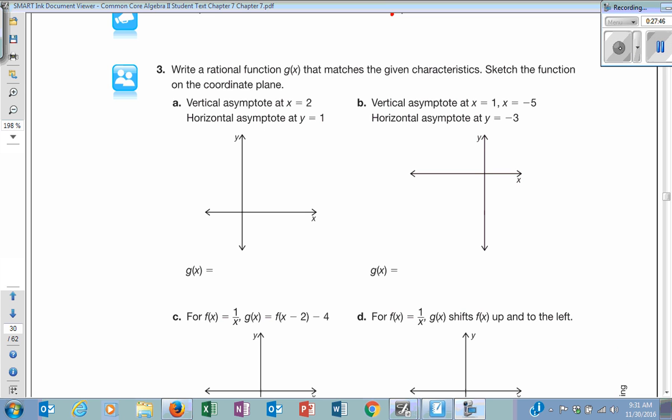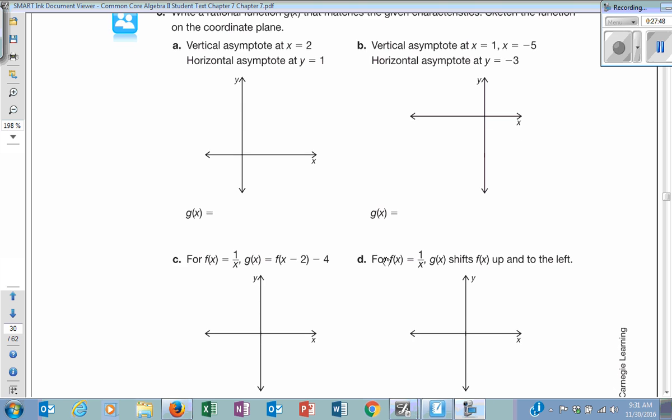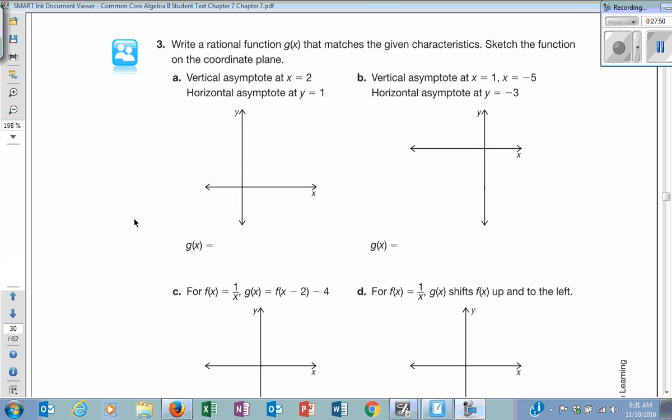Actually, I'm going to do at least this one. We're going to do A together. All you have to do is, if it says write a vertical asymptote at 2, that means 1, 2, you know it's moved to the right. Horizontal asymptote is at y equals 1. That means it's moved up.